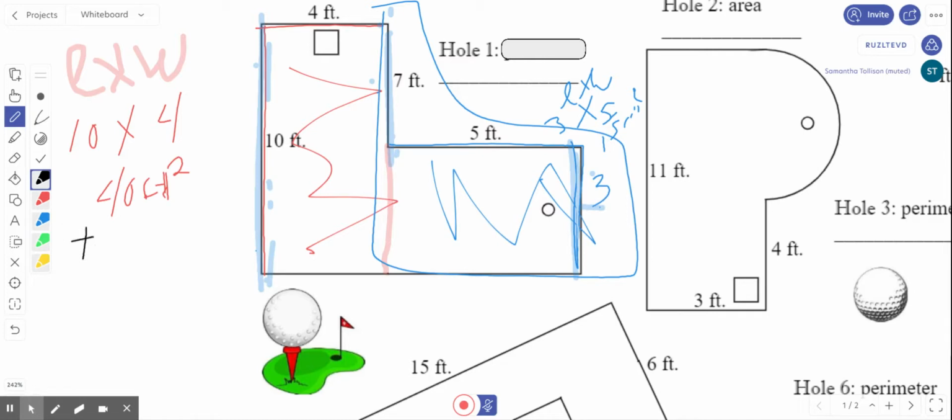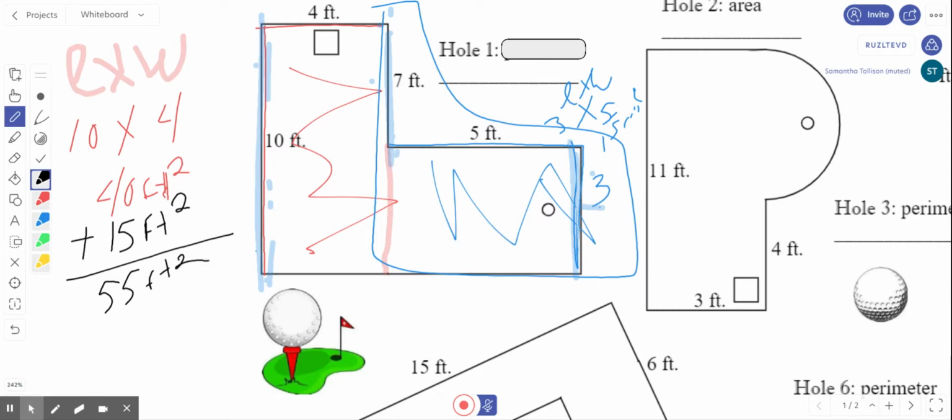I have 40 plus 15 feet squared. I'm going to go ahead and add those up. 40 plus 15 gives me 55 feet squared. That is a nice and easy one.